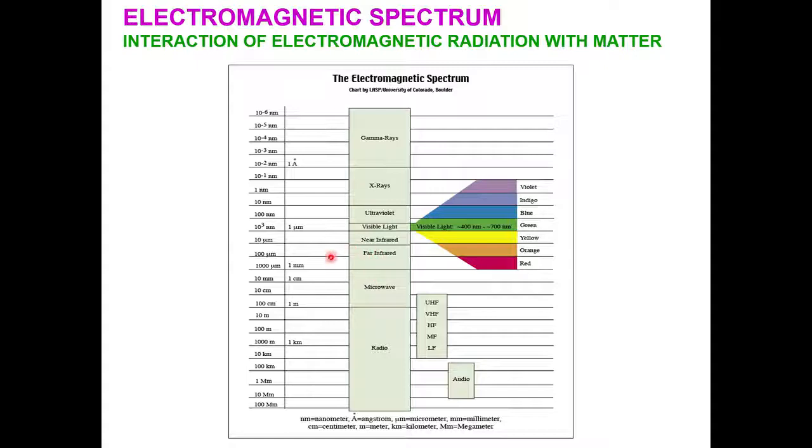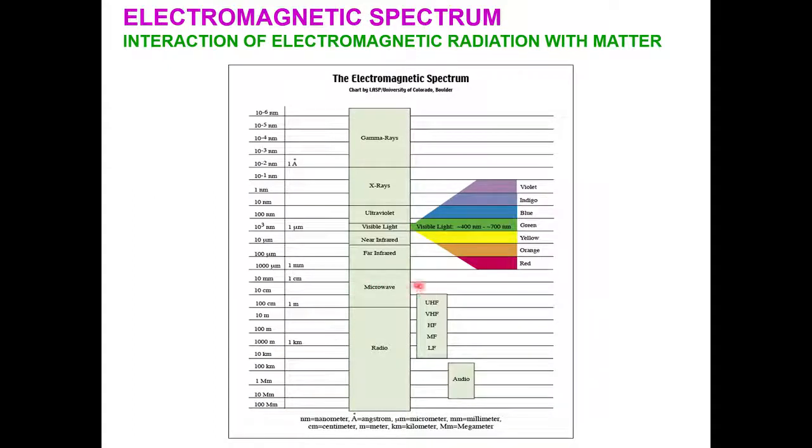So, all these electromagnetic radiations corresponding to this range, 10 micrometers to 1 millimeter or 1000 micrometers, are known as far infrared. Then there is electromagnetic radiation having still larger wavelength, that is from 1 centimeter to 1 meter.